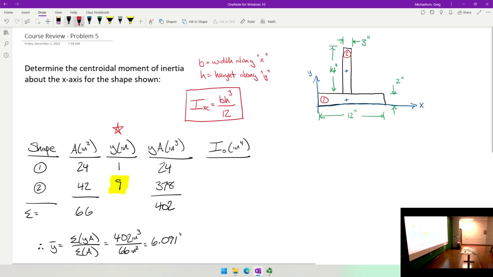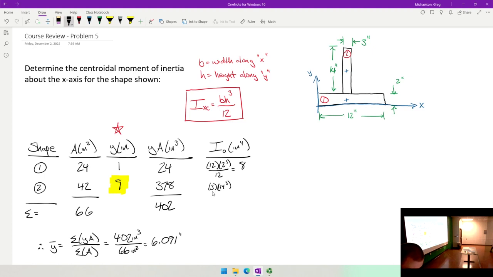Okay? So what that means is for shape 1, it's 12 times 2 cubed over 12, so it's a really small number. It's only 8. But for this shape, it's 3 times 14 cubed over 12. So it's 686.